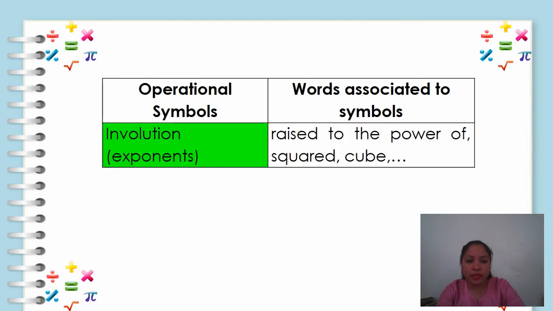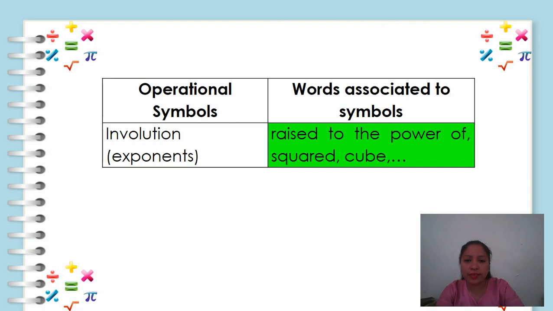Next, exponentiation, or the exponents. When we say exponent, it is the smaller number. Yung maliit na number na isinusulat sa kanang bahagi ng number or variable. At when we say exponents, it tells the number of times the base you are going to multiply it to itself. So, the words associated to exponent, that is raised to the power of, squared, and then cubed.